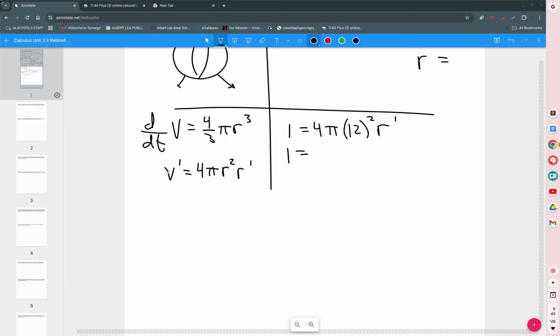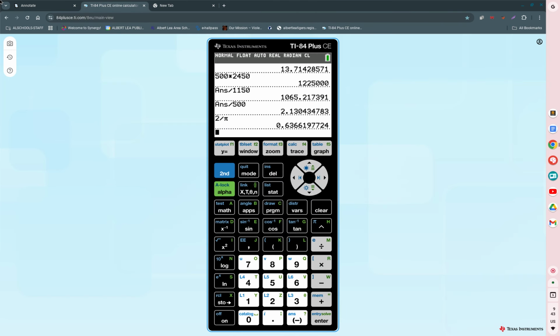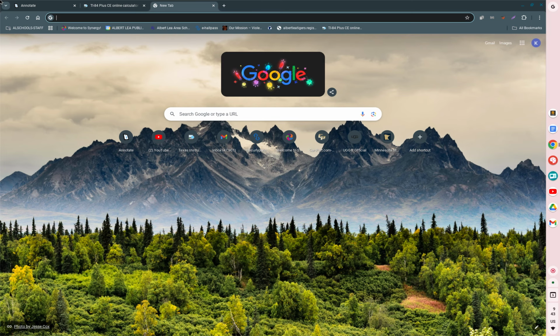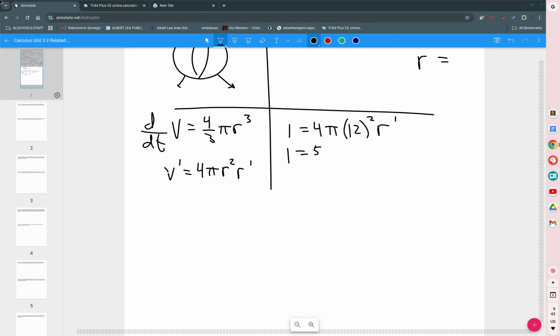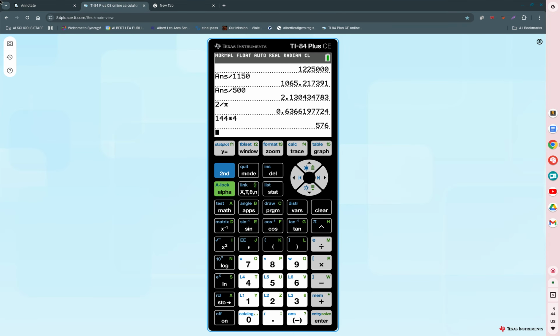So 1 is equal to 12 squared is 144, and 144 times 4, is that 512? It's like 576. 576, silly me. So I get 576 pi times r prime. We divide both sides by 576 pi. I get r prime is equal to 1 divided by parentheses 576 pi. Make sure that you put the pi in the parentheses, and it computes.